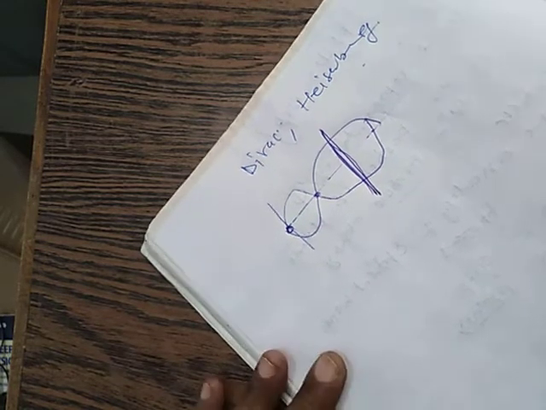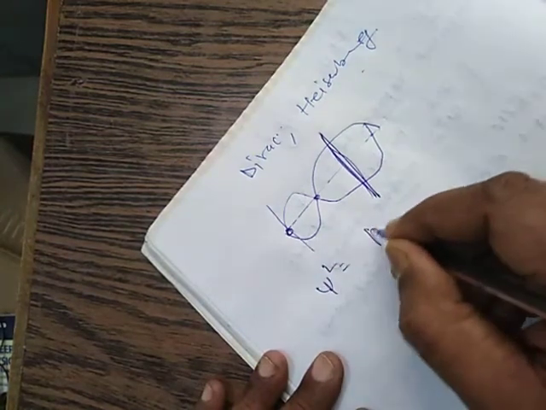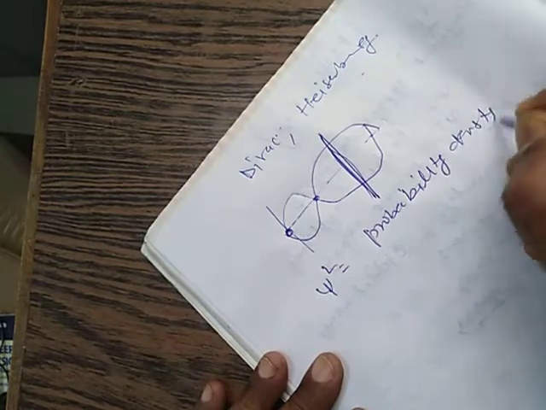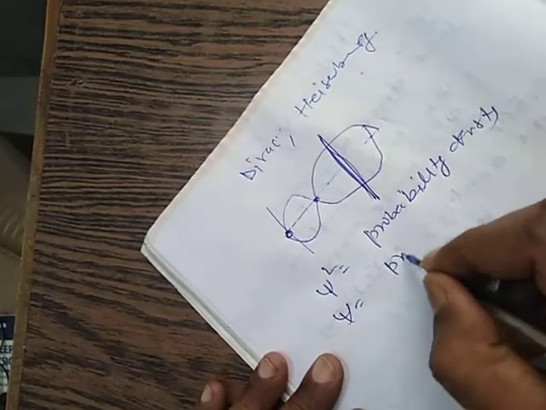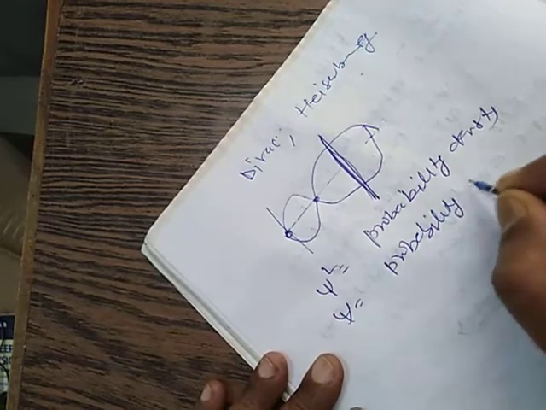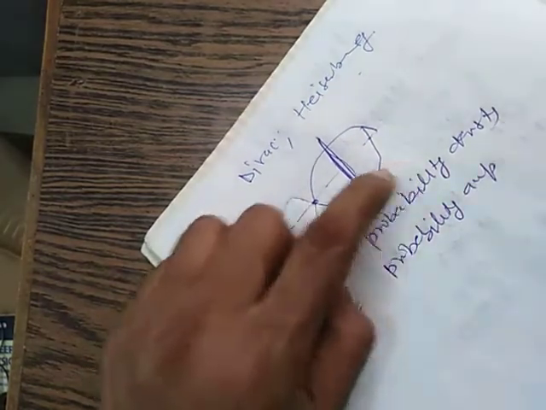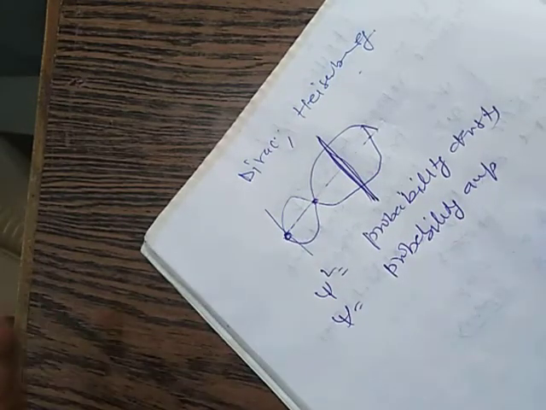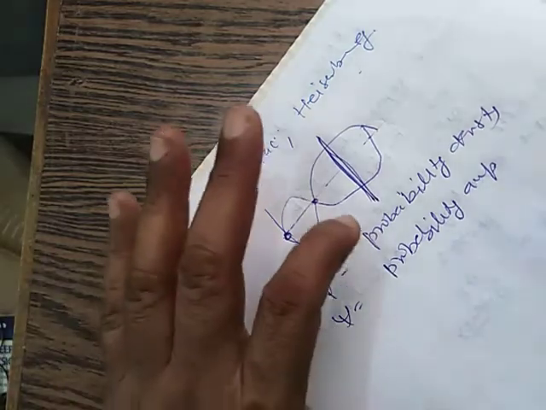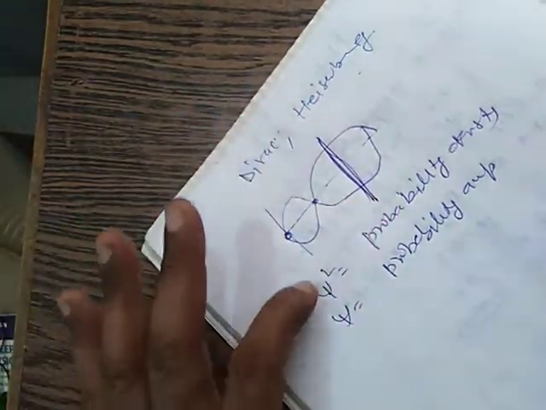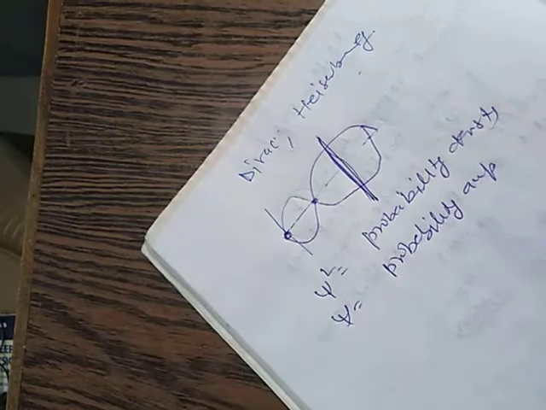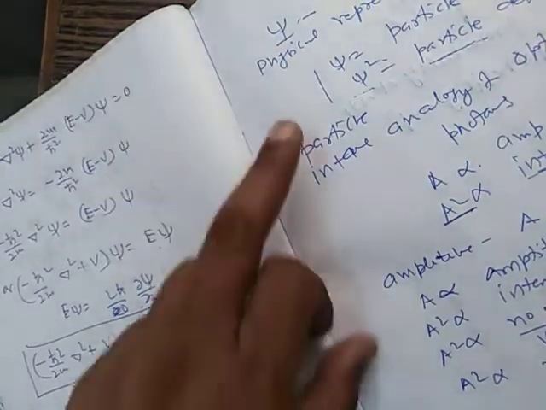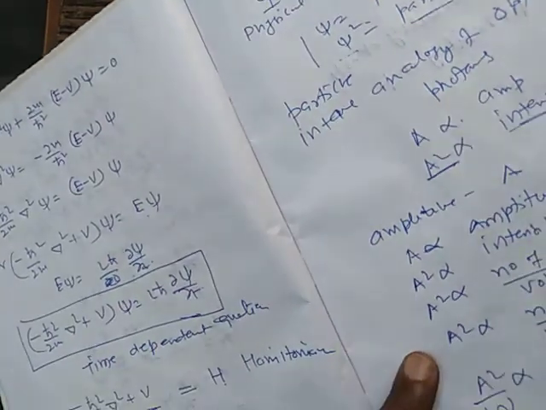So nowadays psi square is known as probability density and psi is known as probability amplitude. If we call it probability density, particle density, then we would have exactly located the particle, but we cannot locate the particle exactly, hence we call it only the probability density. So psi square is known as probability density and psi is known as probability amplitude, and this is the physical interpretation of psi that we can have from the analogy of optical waves.